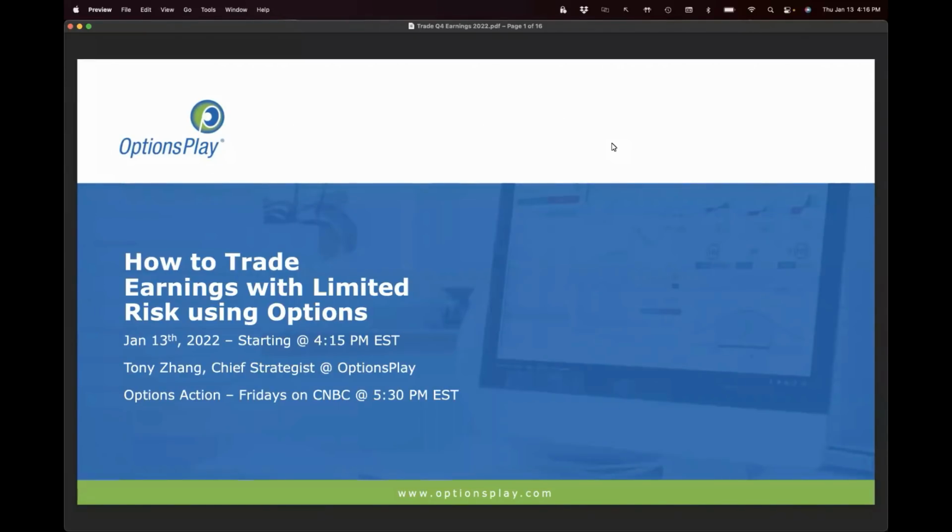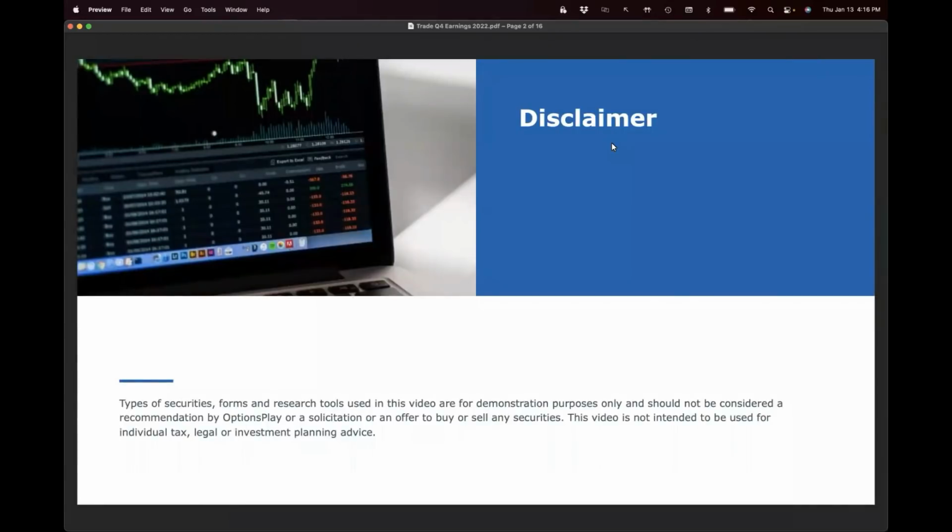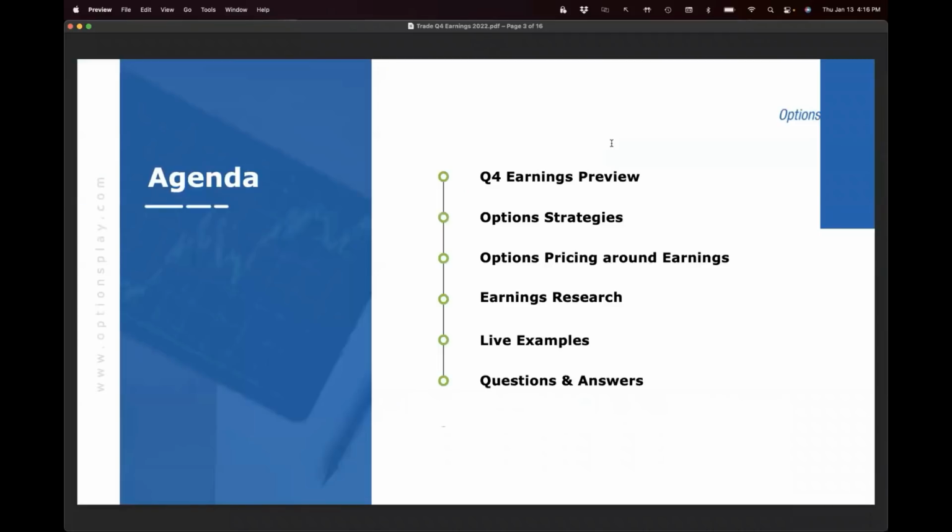And more importantly, also, how do I take advantage using options around earnings season? So we're going to go through all of that here today. But before we do, what we are going to discuss here is purely for education and demonstration purposes. The examples that I'll use here today are not a solicitation or recommendation to buy or sell any of the specific securities that I'm discussing here today.